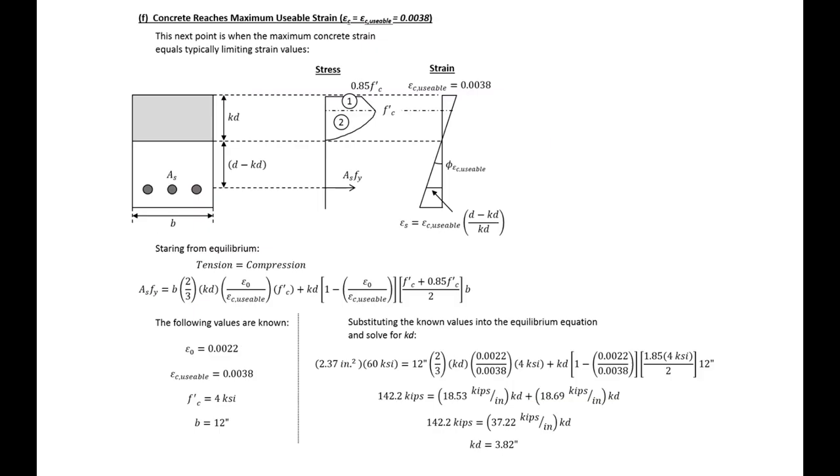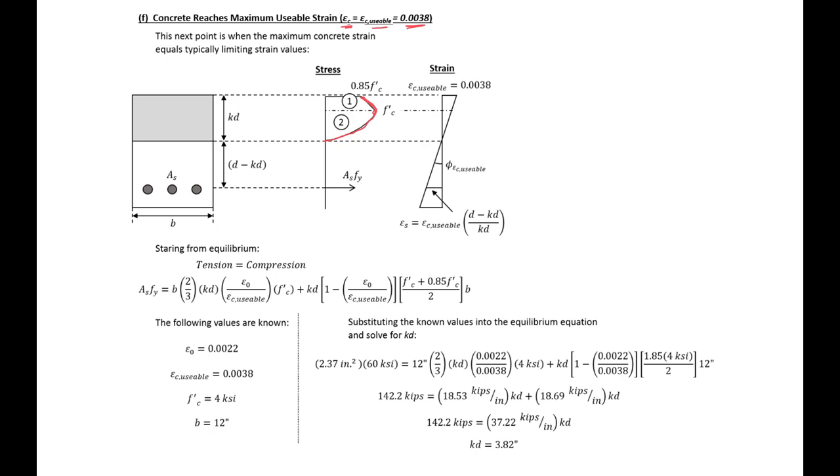The next point that we want to check is when our concrete reaches its maximum usable strain. So when our epsilon C at the top equals epsilon C usable, which we set earlier as 0.0038. And this is, again, in the typical range between 0.003 and 0.004 that we assume as a maximum strain in our concrete. Here we're going to assume a parabolic stress distribution up until our max. So we have a half parabola, and then a linear drop, a linear descending branch. This is from our Hognestad relationship.